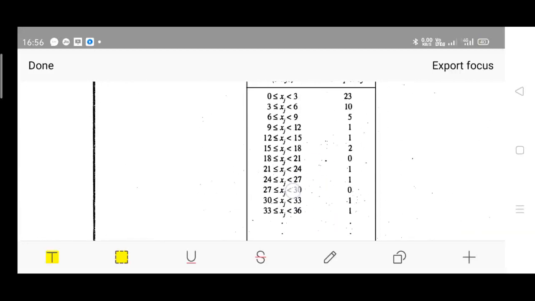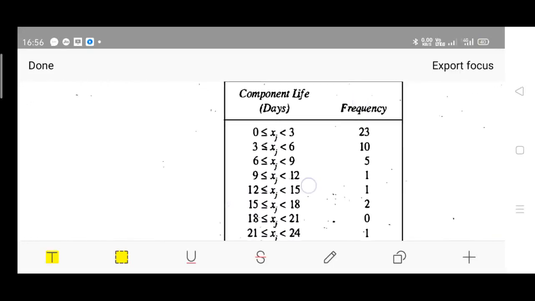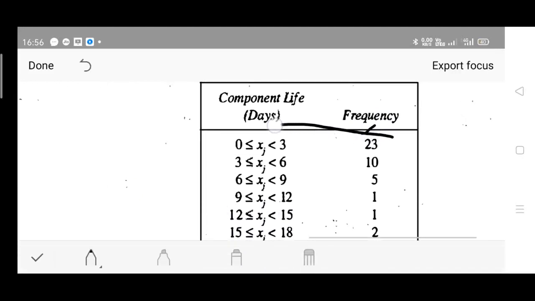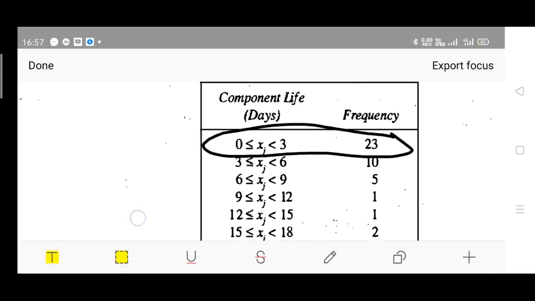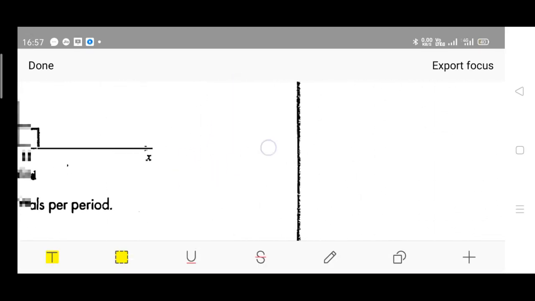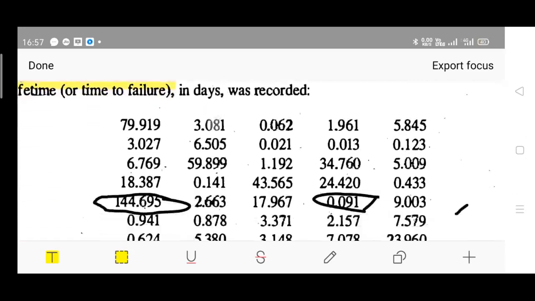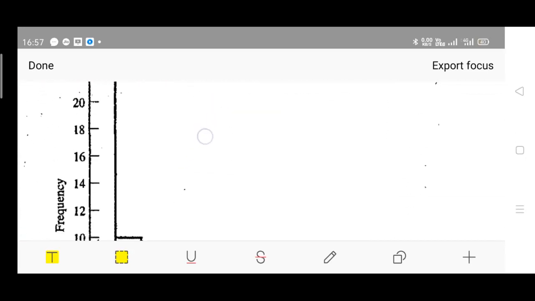So 0 to 3, check the table. 0 to 3 is the interval for component life in terms of days. What is the frequency value? How many components failed in this interval? It is observed that 23 components failed, right, between the range of days 0 to 3. So you have to mark the same over here in the histogram. Very simple concept, right?